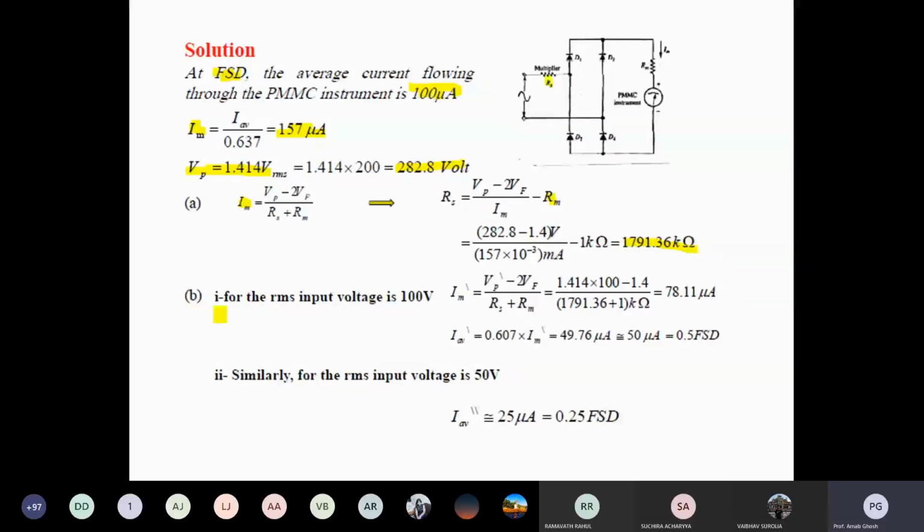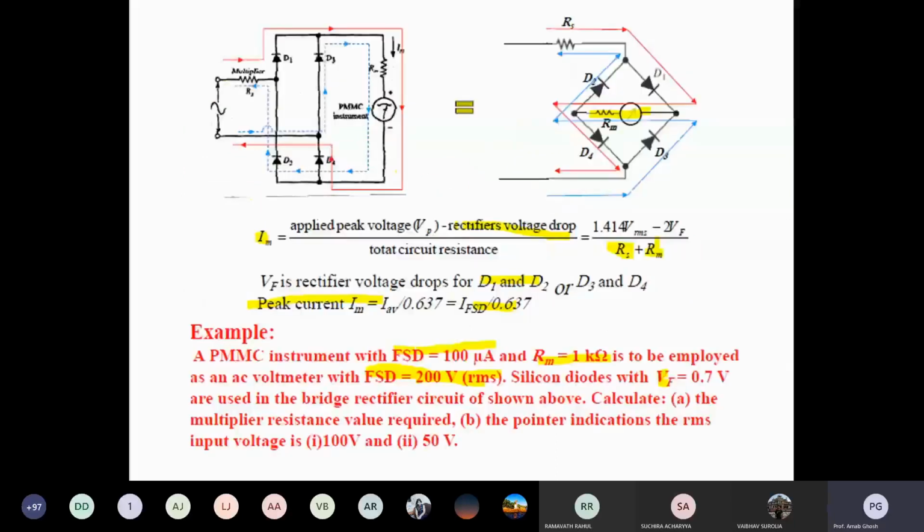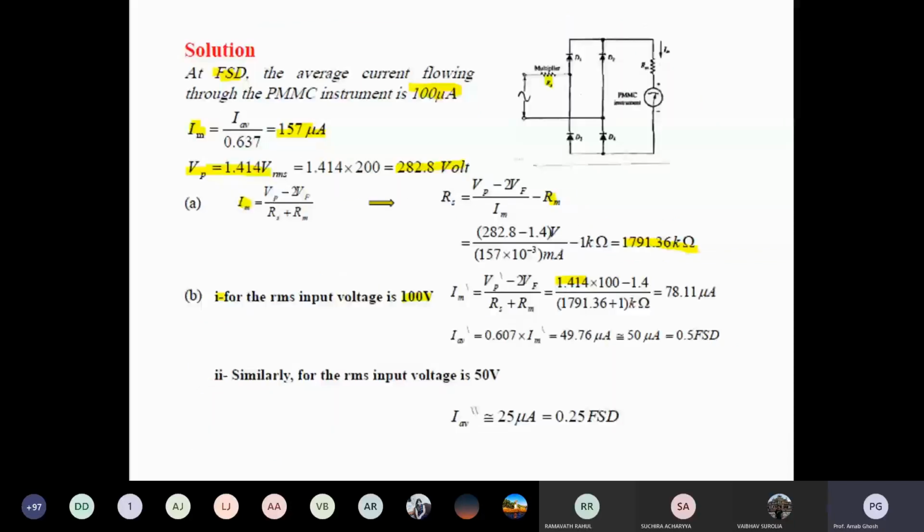Okay, now for condition 1, the RMS input voltage is 100 volt. So the value will change, because it is 100 volt, and the peak value will change. The formula is VRMS into 1.414, which is your peak value. So what is the value of IM dash? IM dash is coming 78.11 microampere, because you know the values of RS and RM. VF is also given: because it is a silicon device, it is 0.7.